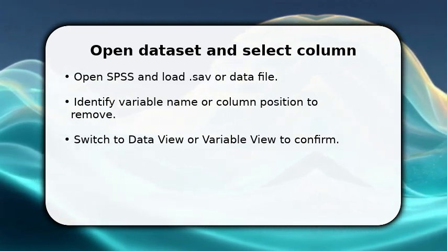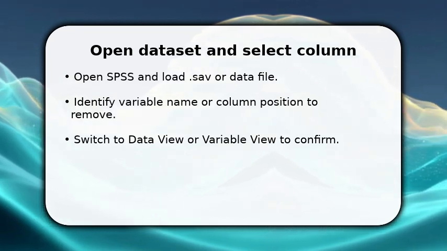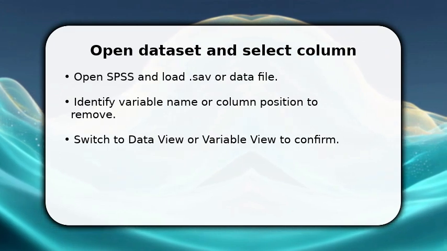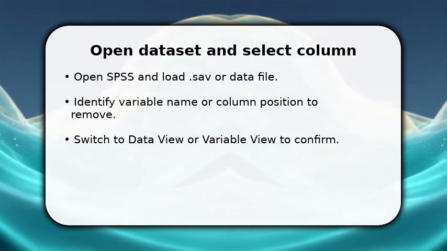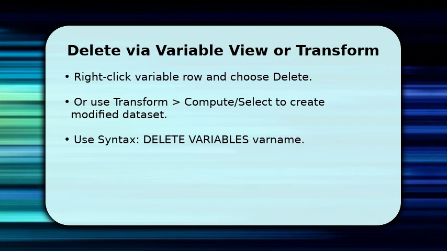Next, click the column header or select the variable row in Variable View to prepare for removal. Make sure you have a backup copy before proceeding to deletion steps. In Variable View, right-click the target variable row and choose Delete to remove the column immediately. This method edits the active dataset.